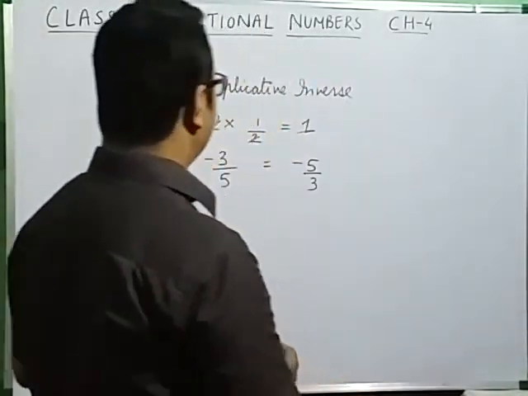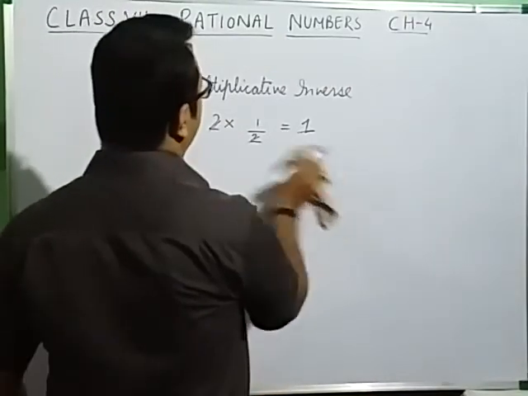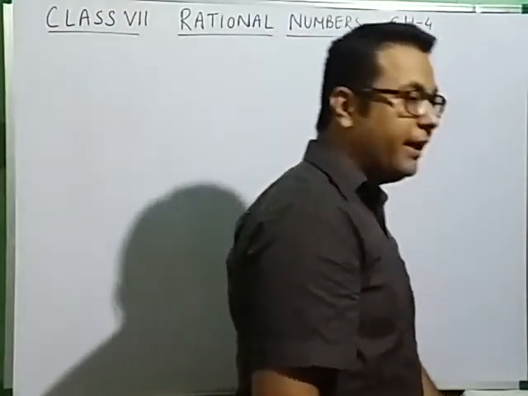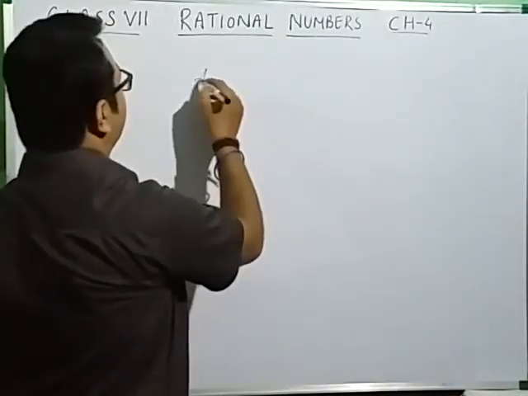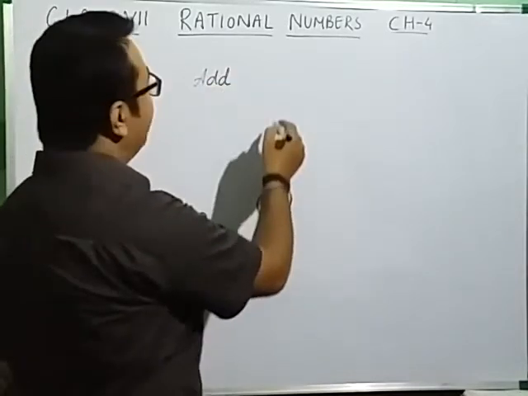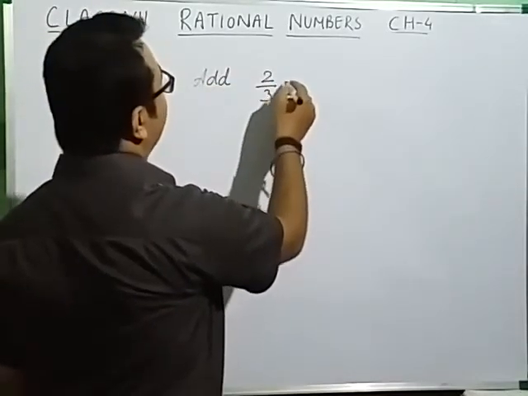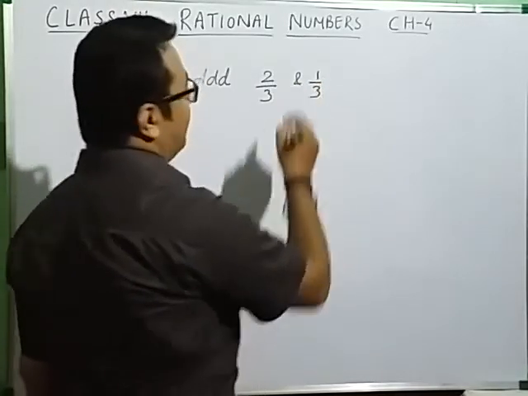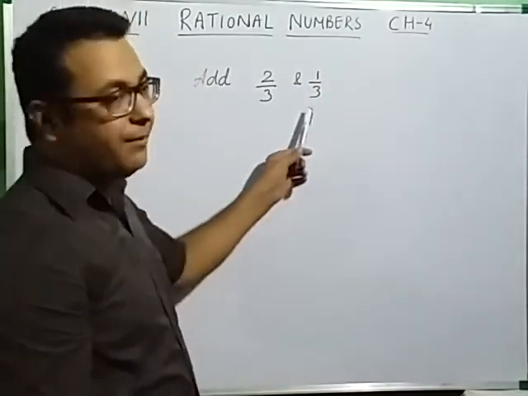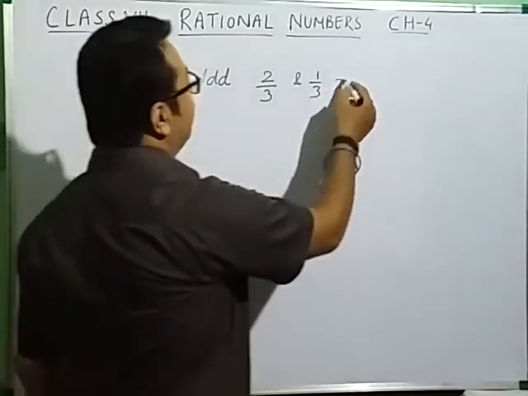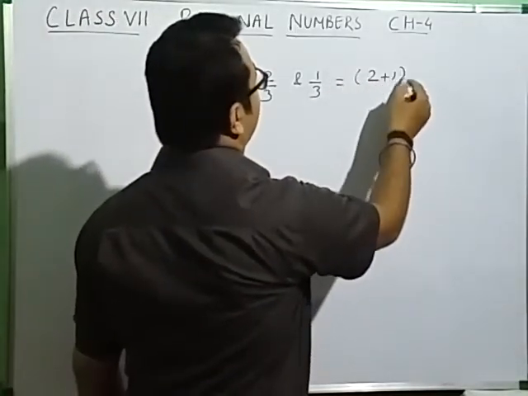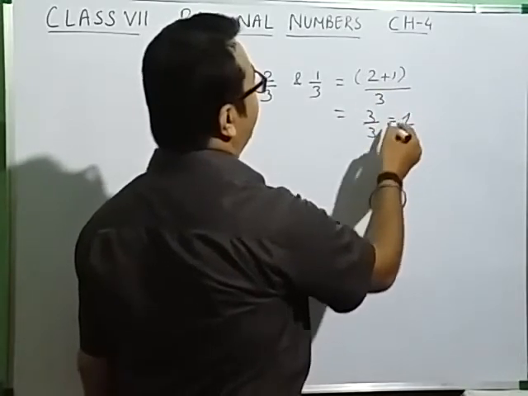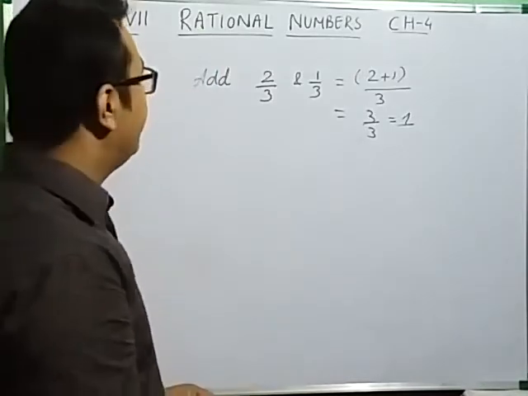Now we will see operations on rational numbers, that is addition, subtraction, multiplication and division. Now how to add two rational numbers? Suppose the question is add 2 upon 3 and 1 upon 3. If the denominator is same, then we simply add the numerators. So this will be 3 upon 3, that is 1. Okay. But what if the denominators are different?